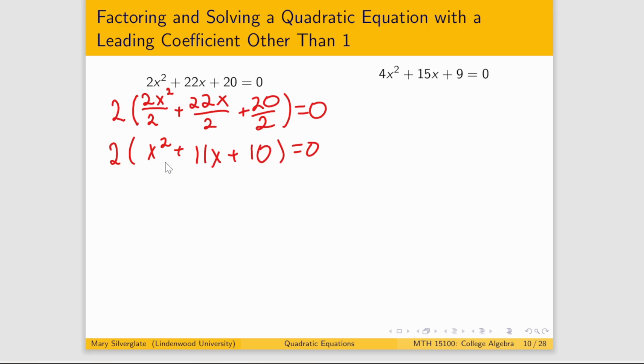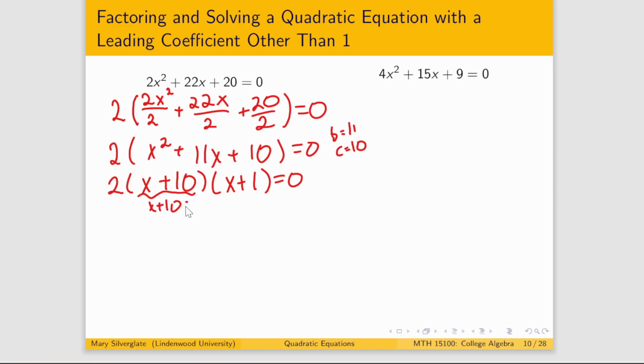Now, what's left here in the parentheses looks exactly like what we were just working with. So you ask yourself, here if b is 11 and c is 10, what's going to multiply to 10 but add to 11? That would be 10 and 1. So we would have 2 times x plus 10 times x plus 1 is equal to 0. And then we just solve our 2 mini equations. So we have x plus 10 is equal to 0, or x plus 1 is equal to 0.